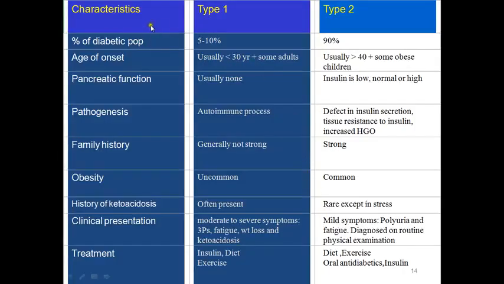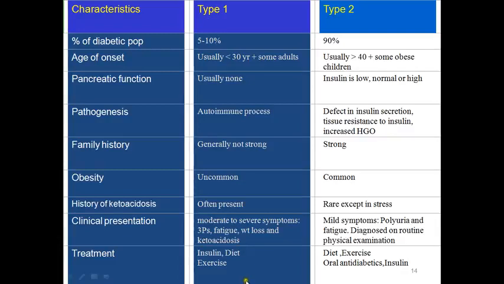So what are the characteristics of type 1 and type 2 diabetes in different scenarios? Of the diabetic population, only 5 to 10% have type 1 diabetes, and around 90% of people have type 2 diabetes. Age of onset in type 1 is usually a younger age group, less than 30 years, and in some adults, that is LADA, which appears in adults. And type 2 is usually above the age of 40, and also in obese children.